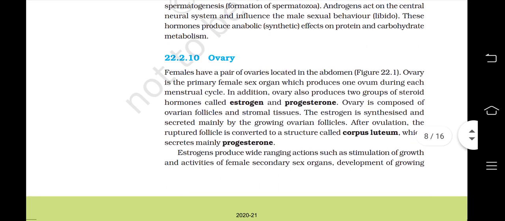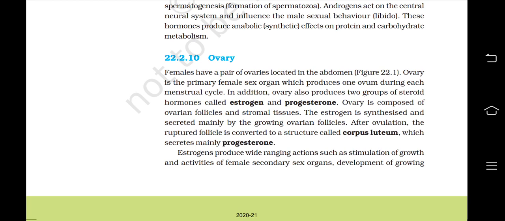Now, the ovary. Females have a pair of ovaries located in the abdomen. The ovary is the primary female sex organ which produces one ovum during each menstrual cycle. In addition, the ovary also produces two groups of steroid hormones called estrogen and progesterone. The ovary is composed of ovarian follicles and stromal tissues. The estrogen is synthesized and secreted mainly by the growing ovarian follicles. After ovulation, the ruptured follicle is converted to a structure called corpus luteum, which secretes mainly progesterone.